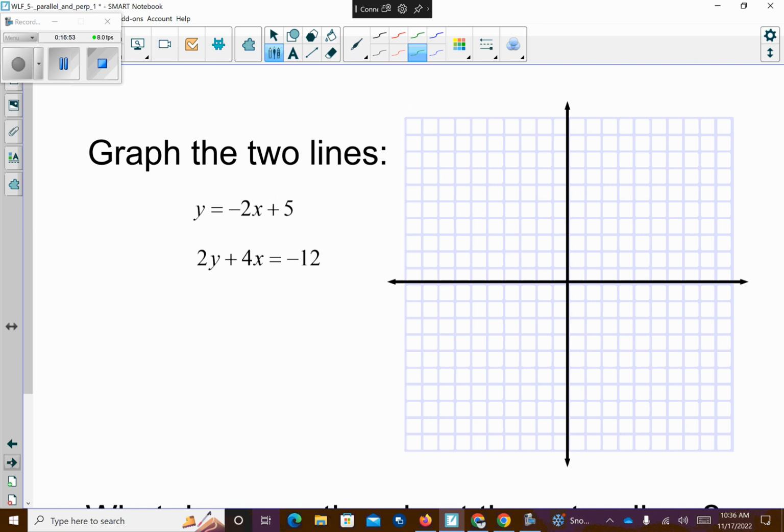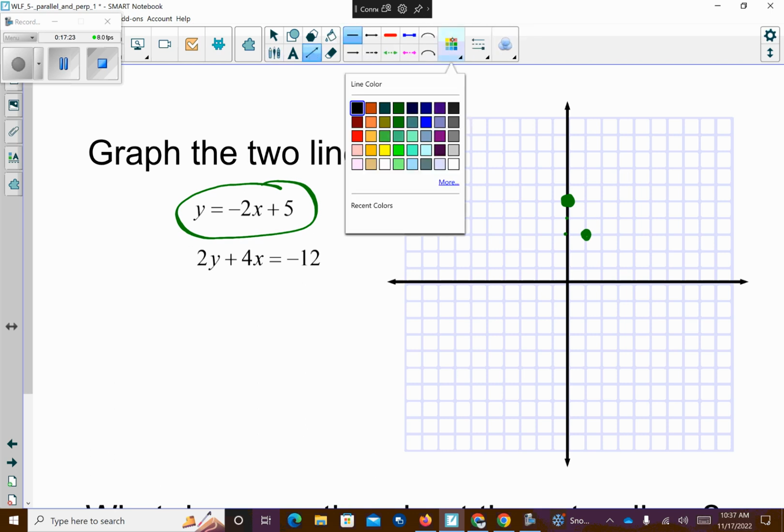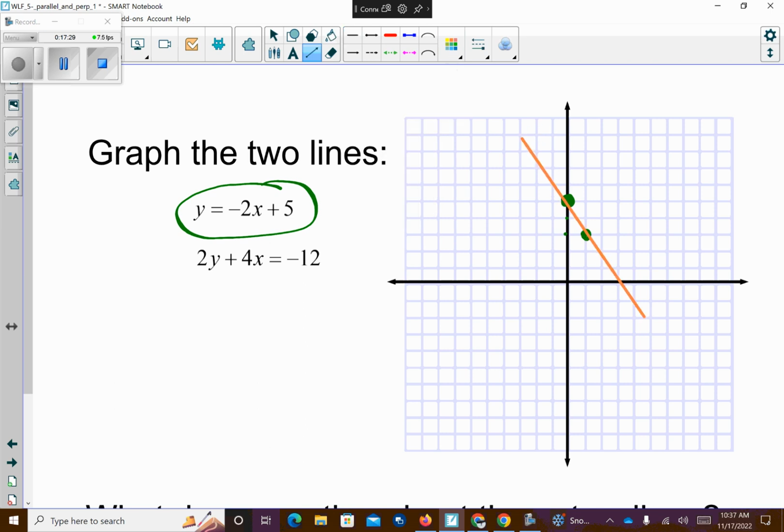So, I think I can do this. Just looking at that, what does my y-intercept have to be if I graph that? What's my y-intercept? 5. So I'm going to go up 1, 2, 3, 4, 5. Still with me? What's my slope? So I'm going to go down 2, right 1. Now, doing this best I can. Make it orange. Does that look like a pretty good line? I did what I could for you.